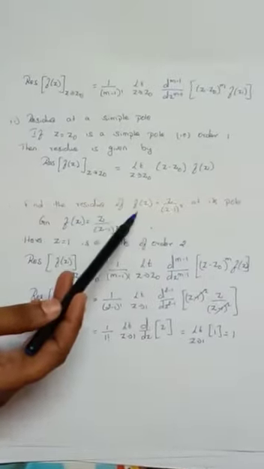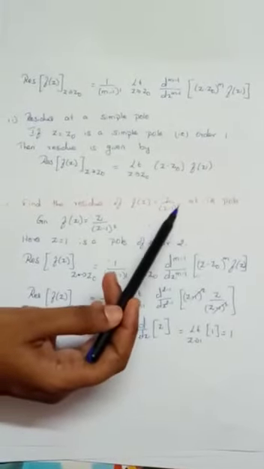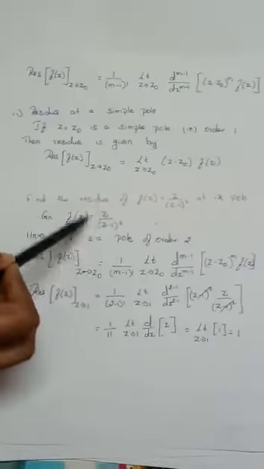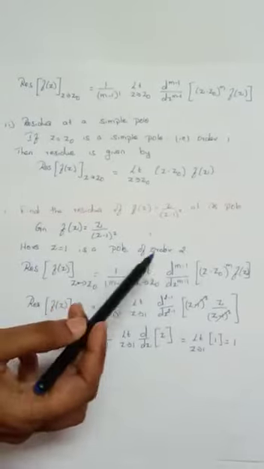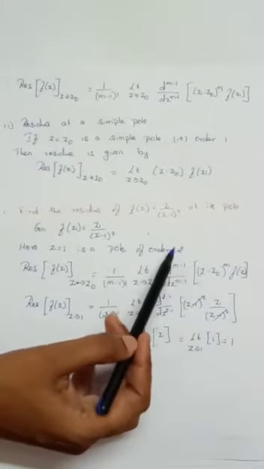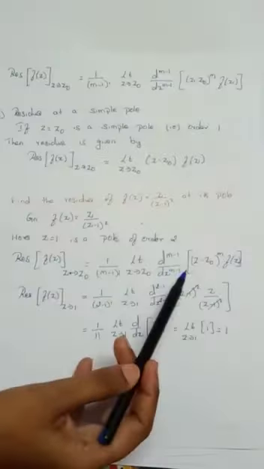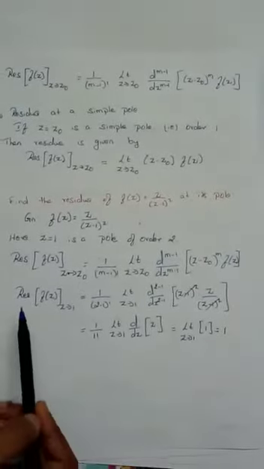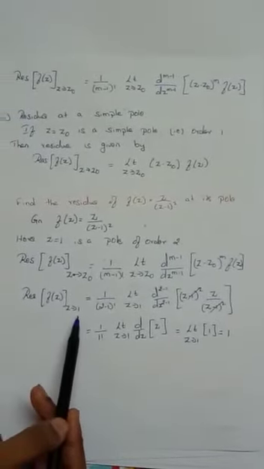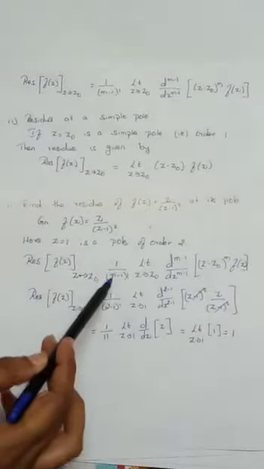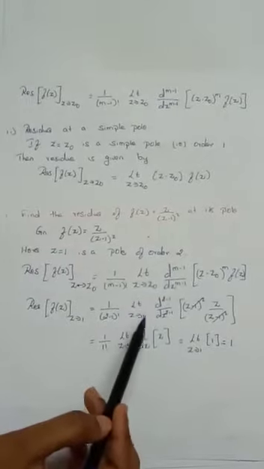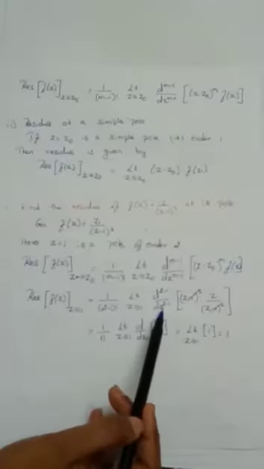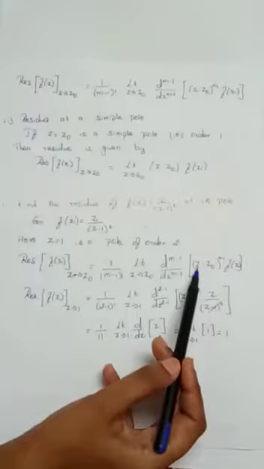Find the residue of f of z which is equal to z by z minus 1 whole square at its pole. f of z is given as z by z minus 1 whole square. That is, z is equal to 1 is a pole of order 2. Here m is 2. I have written the formula, now we are going to substitute. Residue of f of z at z tending to 1 is equal to, instead of m, replace it as 2. So 1 by 2 minus 1 factorial limit z tends to 1 d power 2 minus 1 by dz power 2 minus 1 of z minus z0.